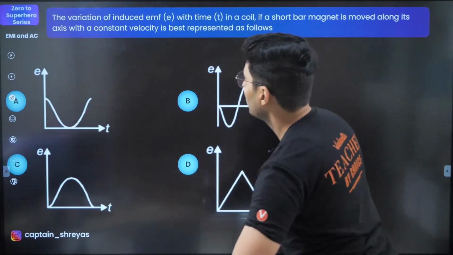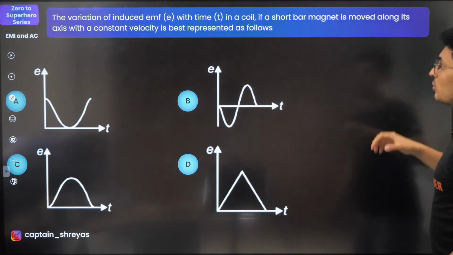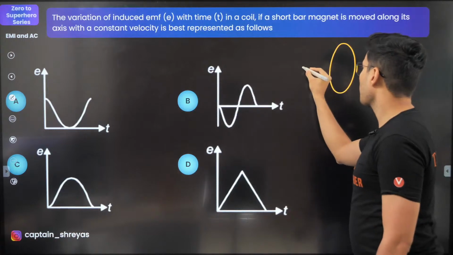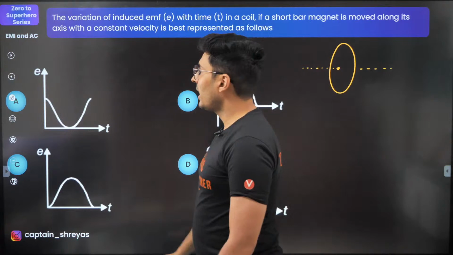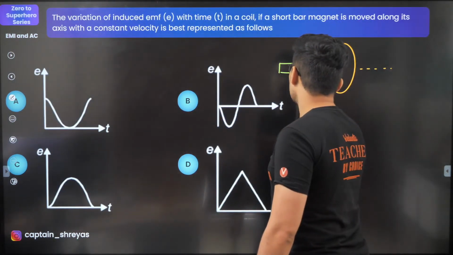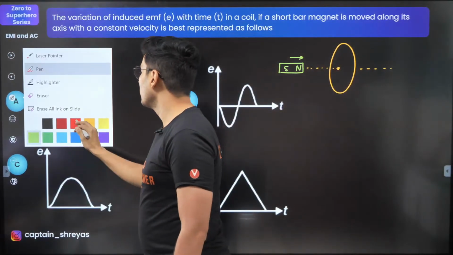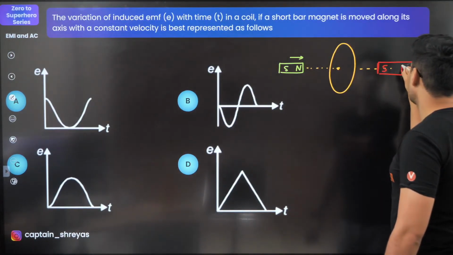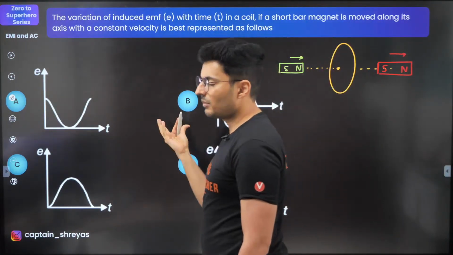Let's move on. The variation of induced EMF with time t in a coil if a short bar magnet is moved along its axis with a constant velocity is. So this is a coil. This is the axis. So the question is, what will happen if you move a bar magnet along the axis? This is North Pole, this is South Pole, you are moving it. Then you bring it from this side like this. This is the South Pole, this is the North Pole. It's coming like this. What do you think the current or the EMF graph will look like roughly?